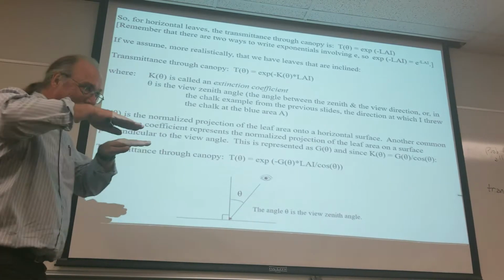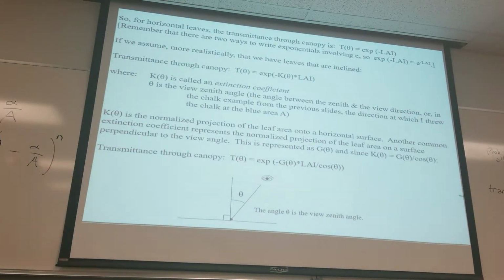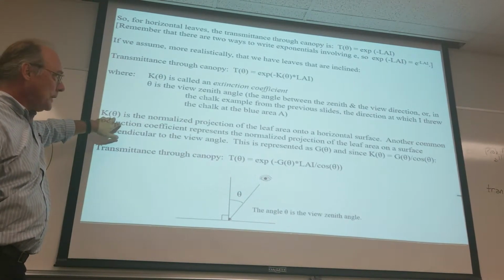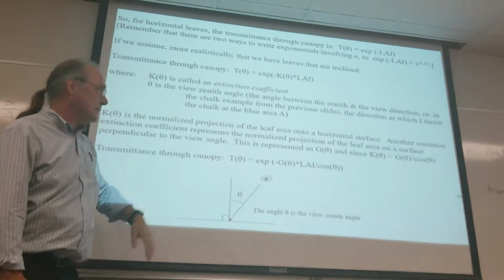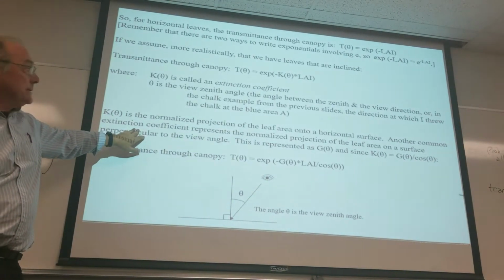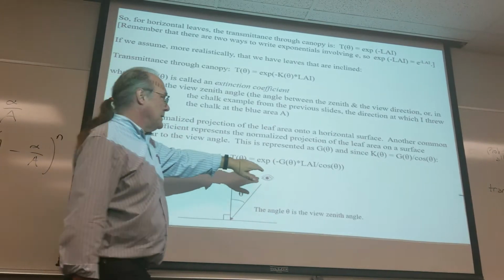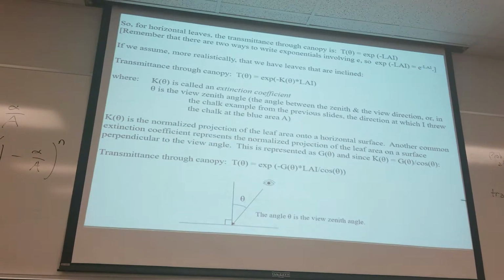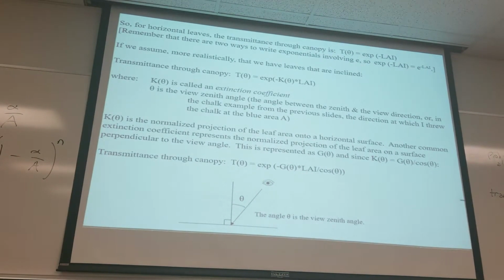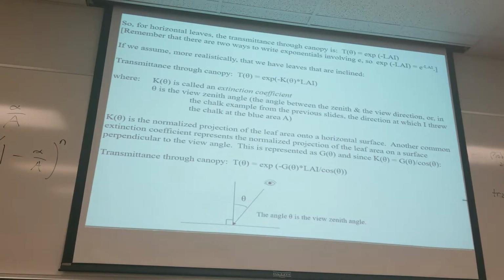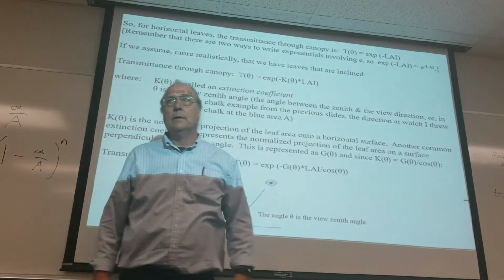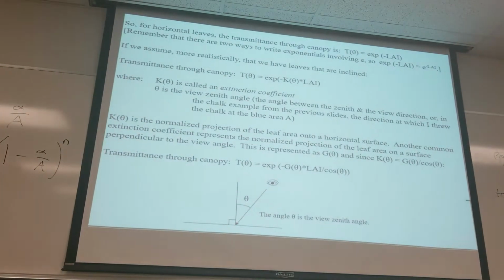Even that, if you look closely, those leaves aren't quite flat either. But you get the idea. Anyway, this K of theta is an extinction coefficient: the normalized projection of leaf area onto horizontal. Another common extinction coefficient is usually symbolized as G of theta. That represents the normalized projection of the leaf area onto a surface perpendicular to the direction that you're looking, or the sun is shining, or I'm throwing my cap. That's called G of theta, and they're related by the cosine of the view zenith angle.